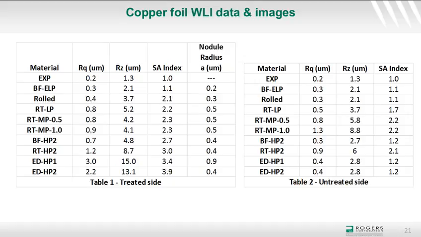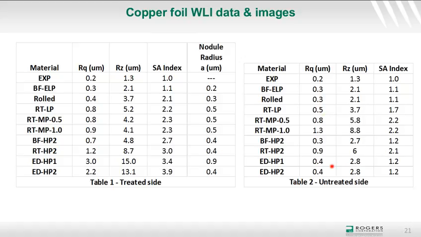So now we're looking at white light interferometry data on both the treated and untreated side, for a very wide range of copper foils, varying from RMS roughness values of 0.2 up to 3, surface area indices from perfectly smooth to nearly a factor of 4, and nodule radii from non-existent in some cases to 0.2 microns up to close to a micron.